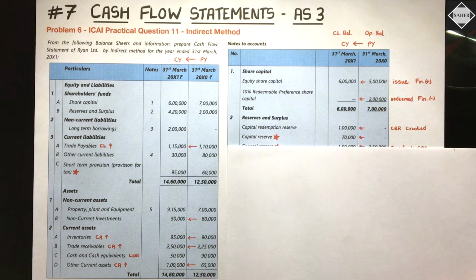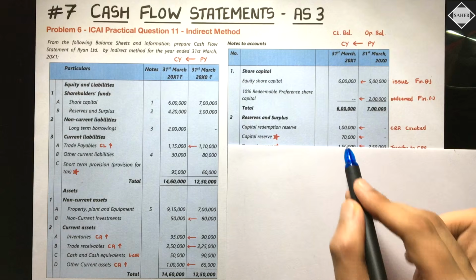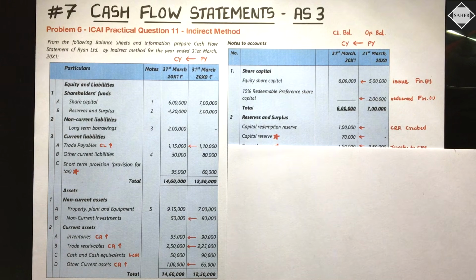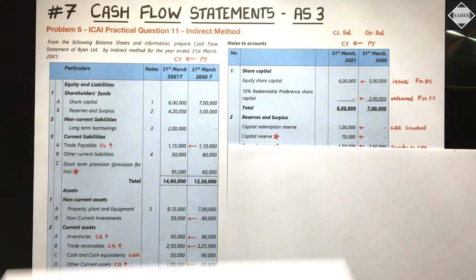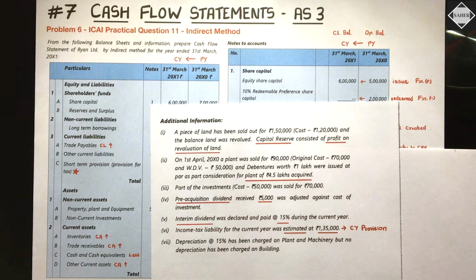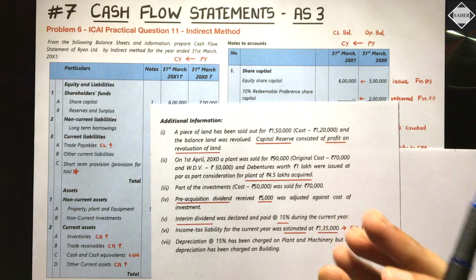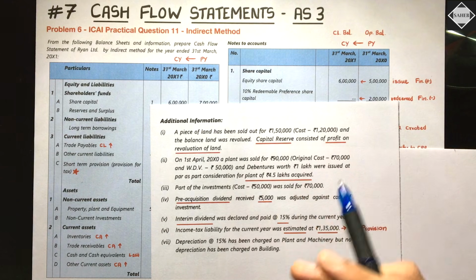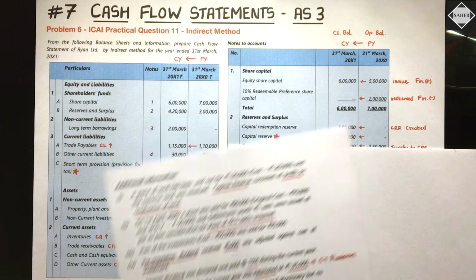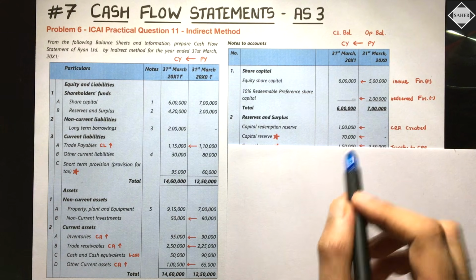Next, we have capital reserve. Capital reserve has increased from 0 to 70,000. So we have to see if there is an adjustment regarding that. We'll open a ledger account and see what that is. Capital reserve consisted of profit on revaluation of land. They have revalued the land upwards. Then whatever the profit or surplus was there has been transferred to capital reserve. So that is why that 70,000 is appearing over there. Is it clear?